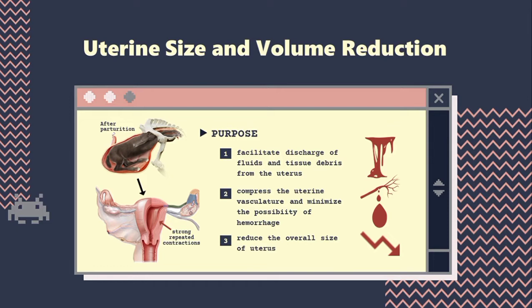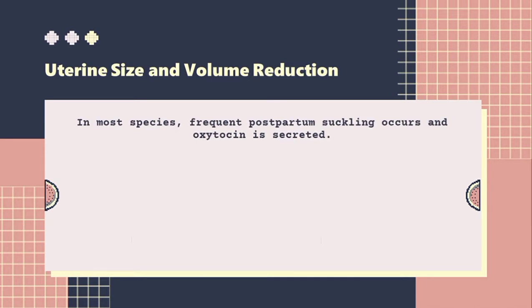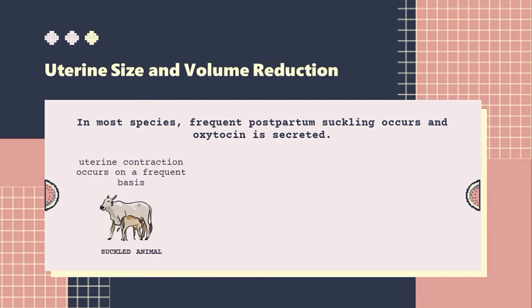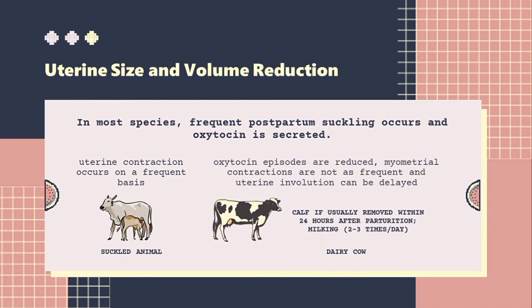Of the species presented in this topic, timely uterine involution is most important in the postpartum dairy cow. In most species, frequent postpartum suckling occurs, and oxytocin is secreted. In suckled animals, uterine contractions occur on a frequent basis. In the dairy cow, however, the calf is usually removed within 24 hours after parturition, and milking takes place only 2 or 3 times per day. Consequently, oxytocin episodes are reduced, myometrial contractions are not as frequent, and uterine involution can be delayed.